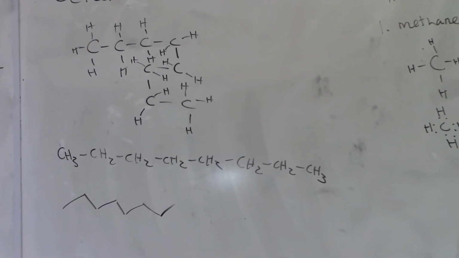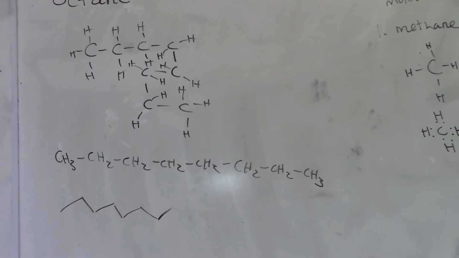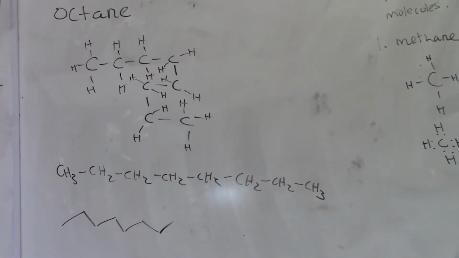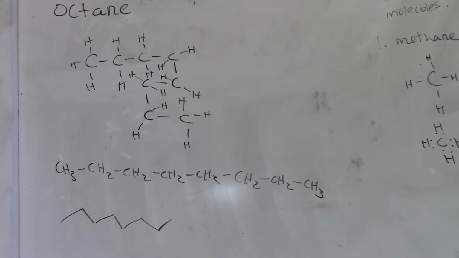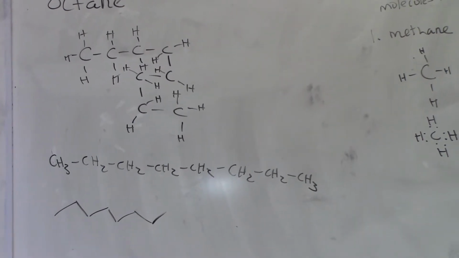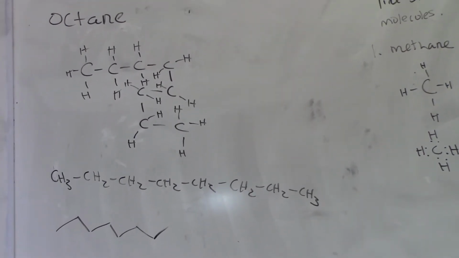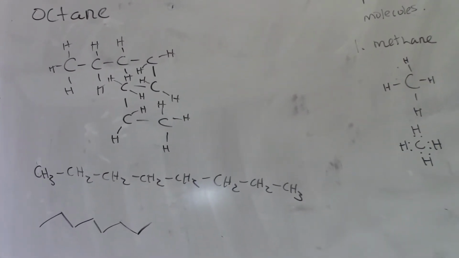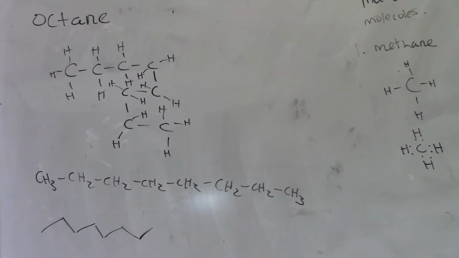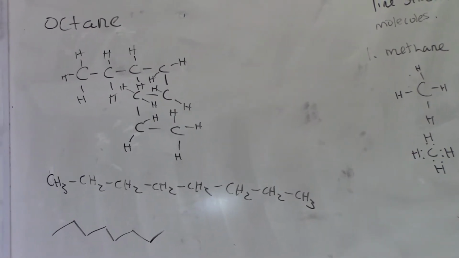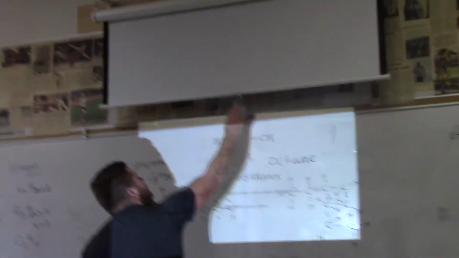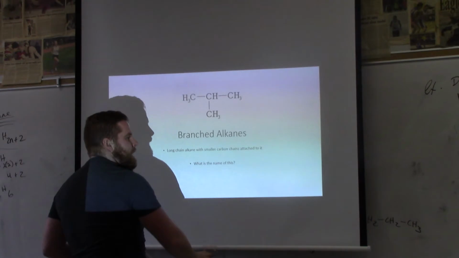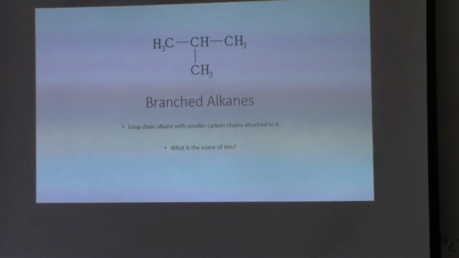These are called straight chain alkanes because there are no branches off of them. This is about as simple as it gets. We're not going to spend a ton of time on straight chain alkanes because of their simplicity.